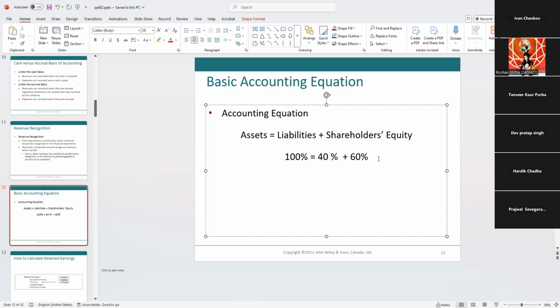The other thing that I want you to always remember is the net assets. Net assets are the actual assets minus the liability. So in other words, the net assets are equal to equity. That's how you should remember it.